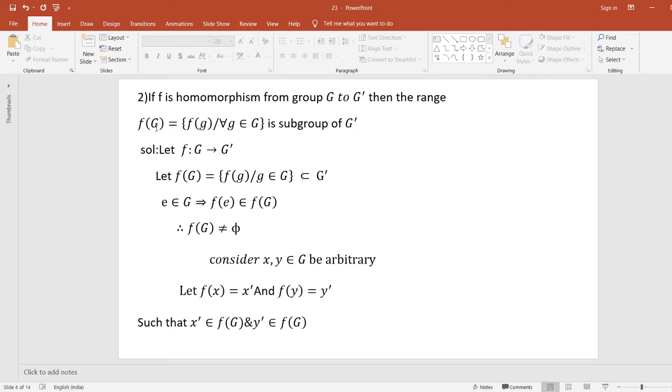We have to prove this set is a subgroup. Subgroup means considering two elements x' and y' in f(G), if x'(y')⁻¹ belongs to f(G), then we have proved that f(G) is a subgroup. I consider two elements x' and y' in f(G). Then x' and y' belong to f(G), which means there exist two elements x and y belonging to G such that f(x) = x' and f(y) = y'.